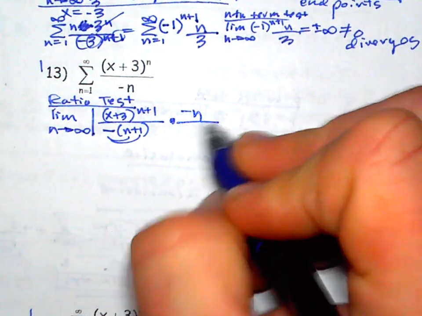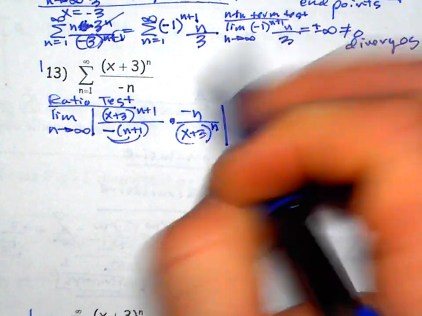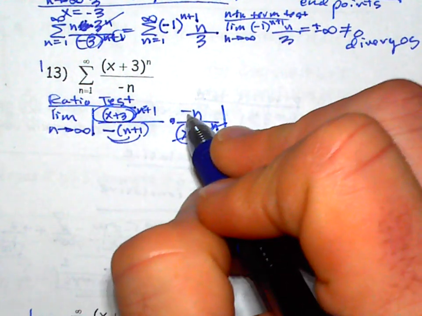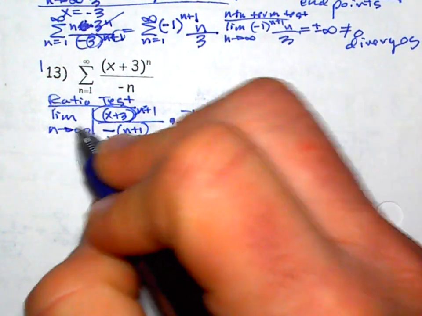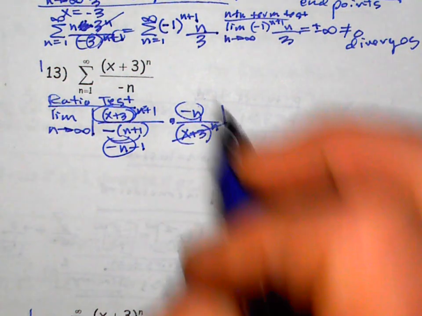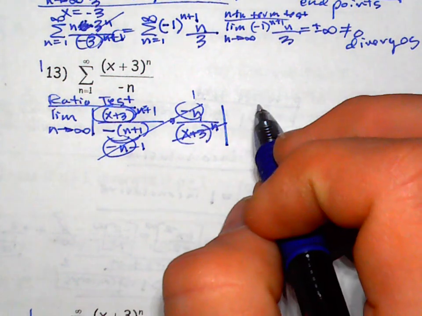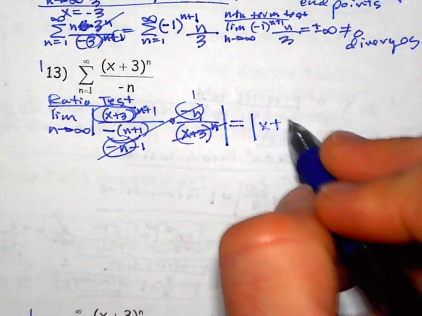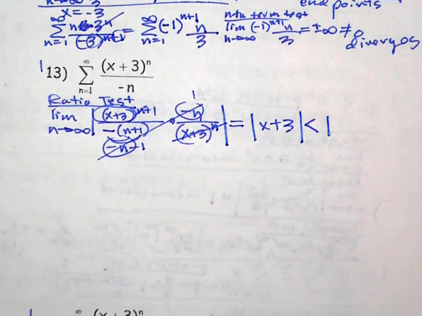Negative n over x plus 3 to the nth. That's going to be x plus 3 to the first. This is negative n minus 1. Now, as this goes to infinity, it's really those largest terms that matter, and they're going to go to 1 because it's the same size terms. So we get absolute value, x plus 3. Absolute values are still there, and then we say, all right, it's got to be less than 1 to converge.